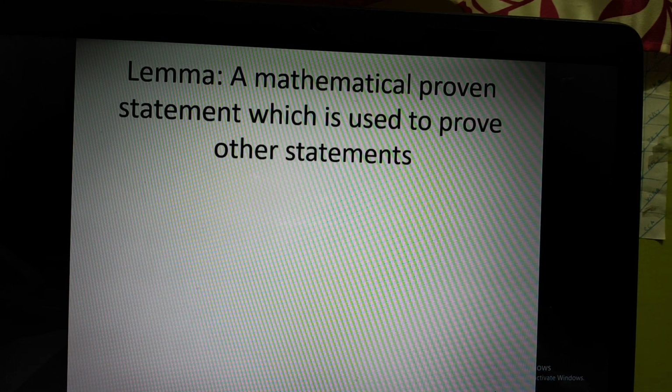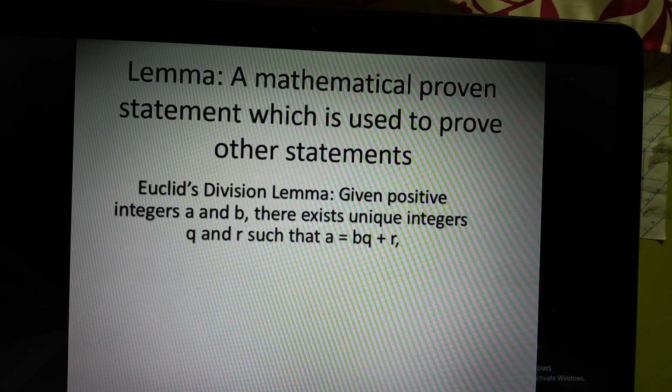Then after this, let us remember what a lemma is. A lemma in mathematics is a proven statement which is used to prove other statements. We sometimes need some mathematical statement which has already been proved, and it can be used to prove other statements. Such mathematical statements are known as lemmas. So in class 10, one of the most important lemmas is Euclid's division lemma.